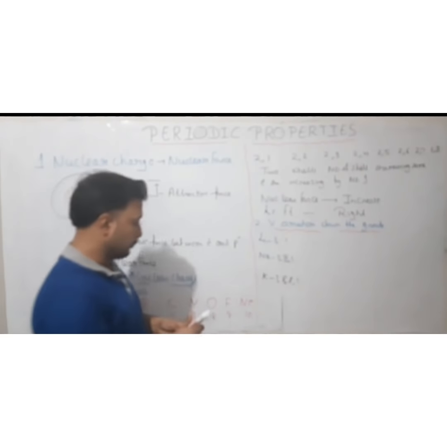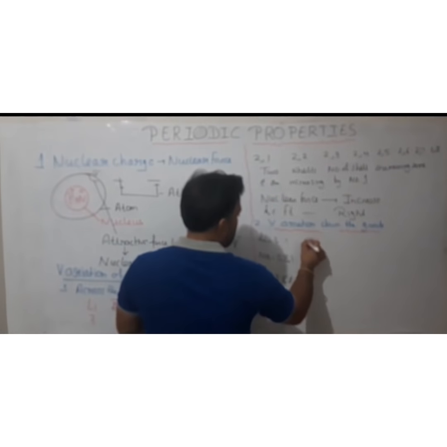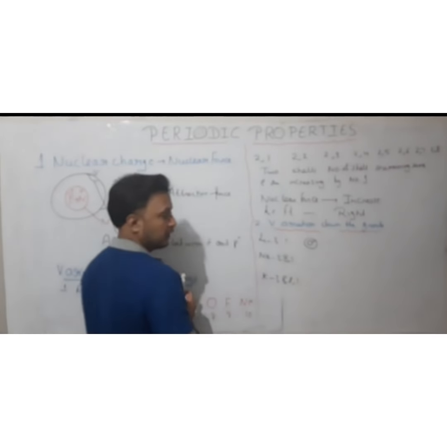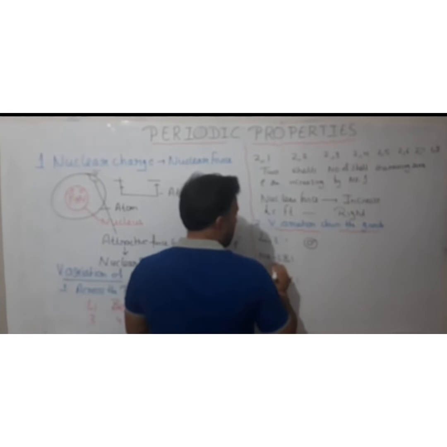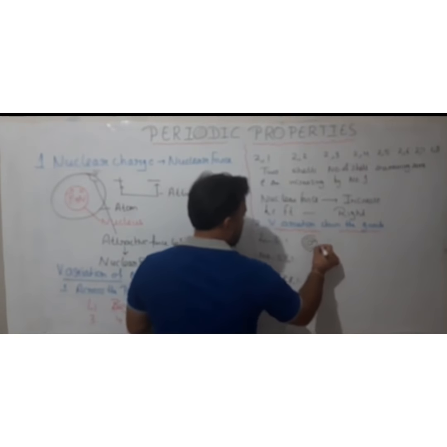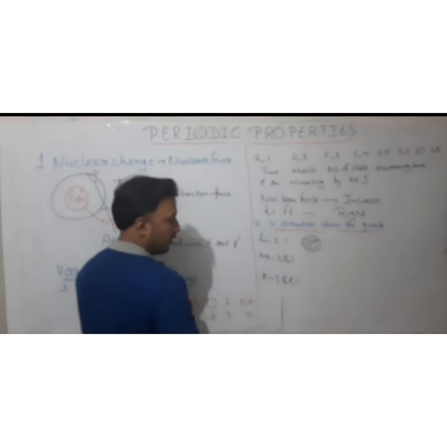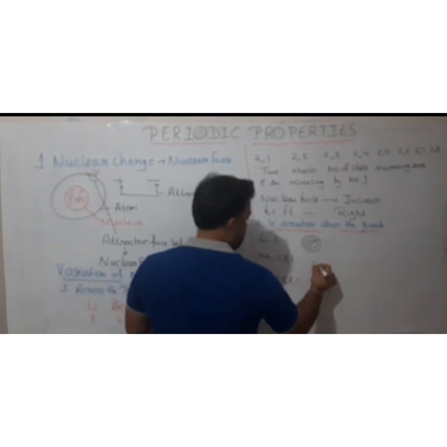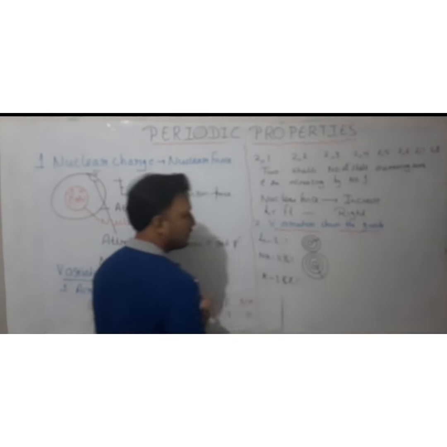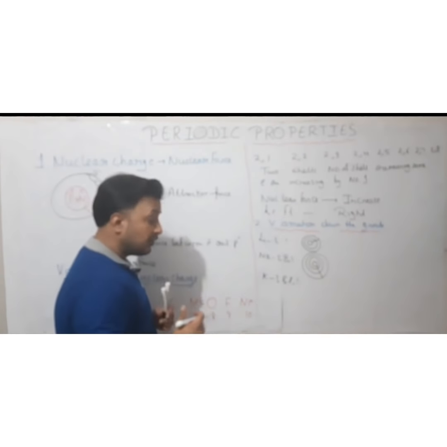Now what will it do? Suppose this is the distance between the nucleus and the outermost shell electron. I will make one more shell, so the distance will be like this. In this case the number of shells increases by 1, so the distance between the nucleus and the outermost shell is also increasing.